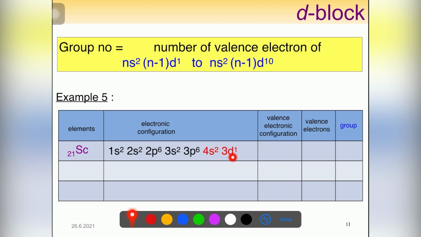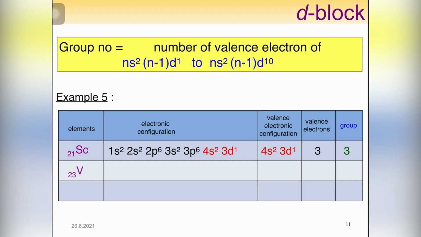Include orbital D here. So the electrons occupy the highest n = 4 and orbital D. This is the valence electron. This is a transition metal, and because there are 3 valence electrons, this is the valence electronic configuration, 4s2 3d1, with 3 valence electrons, and it is located in group 3.